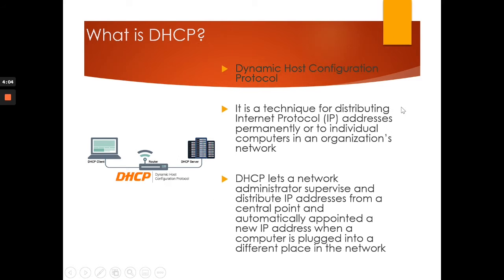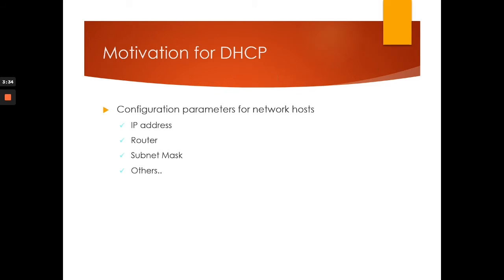So what is DHCP? DHCP is basically Dynamic Host Configuration Protocol. It is a technique for distributing Internet Protocol addresses permanently or individually to computers in an organization's network. DHCP lets a network administrator supervise and distribute IP addresses from a central point and automatically assign a new address when a computer is plugged into a different place in the network, which helps sort things out very clearly on the network configuration side.